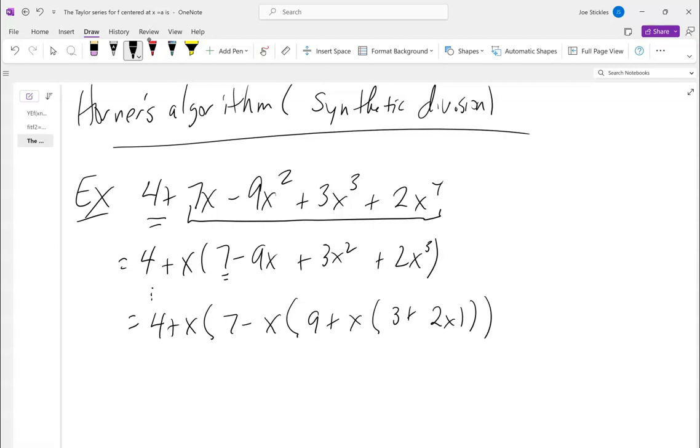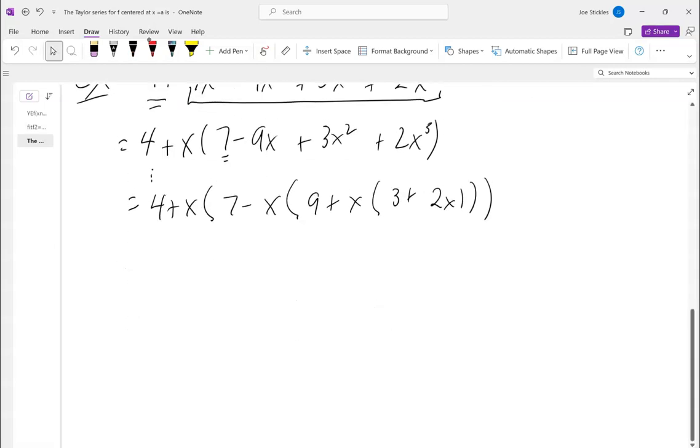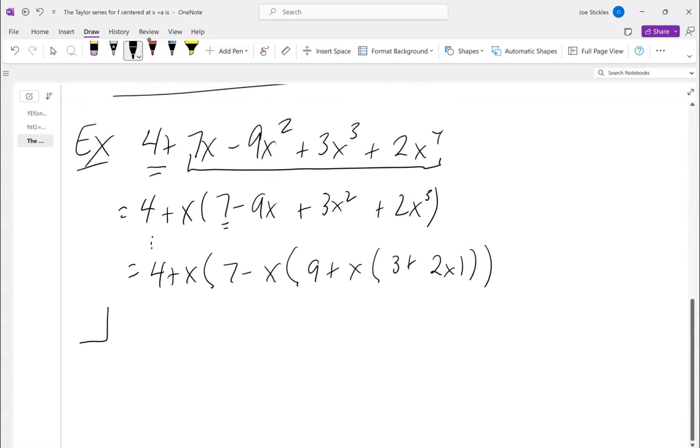Usually when you write Horner's algorithm out, remember you usually put some number up in the upper left-hand corner, and then write the coefficients across from the leading coefficient down, right? So 2, 3, -9, 7, 4.